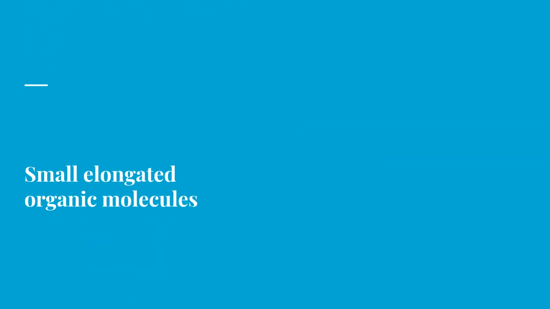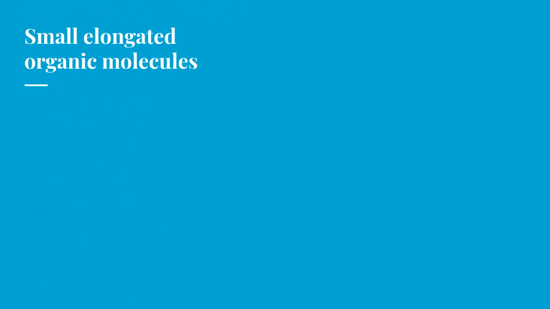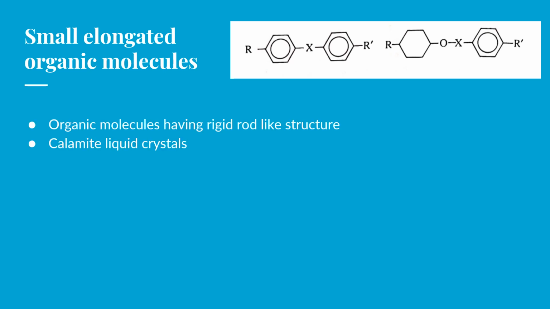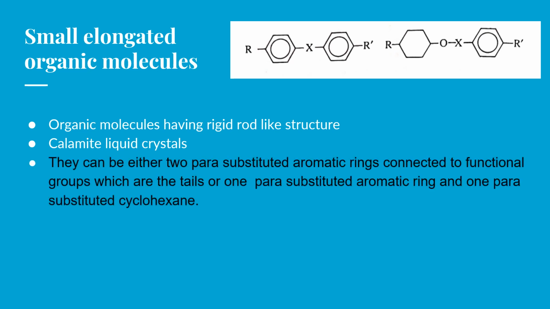To begin with, we go with the small elongated organic molecules. They are organic molecules which have a rigid rod-like structure as seen in the picture. The liquid crystals thus created are called calamitic liquid crystals. The structure, as we see here, can be either two para-substituted aromatic rings connected to a functional group, which are tails, or one para-substituted aromatic ring and one para-substituted cyclohexane, which is further connected to the tails, that is R and R dash in the figure given here, which are usually alkyl or alkoxy chains.